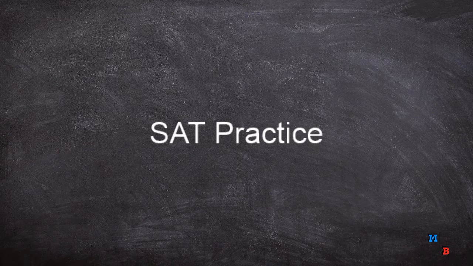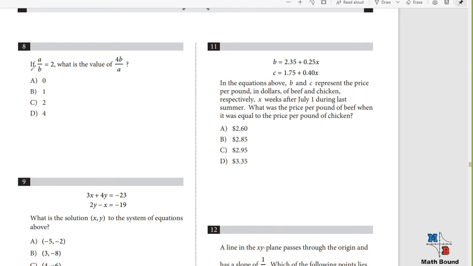We're continuing again with some SAT practice today. Let's go ahead and take a look at some problems. Problem number 8. They're giving us a ratio. If A over B equals 2, what is the value of 4B over A?